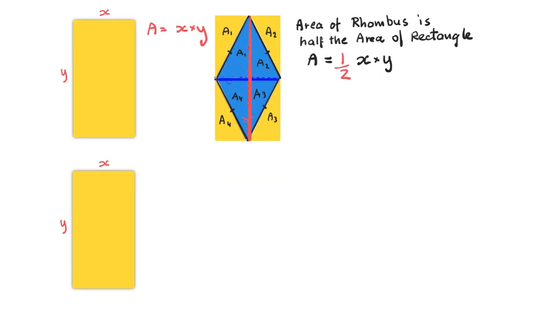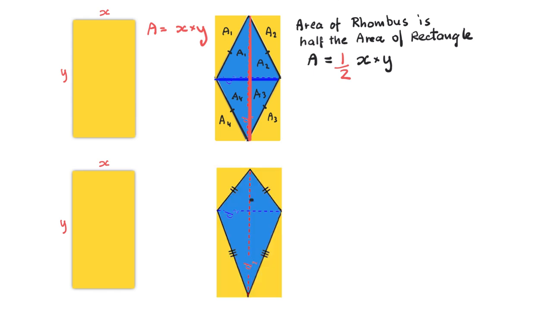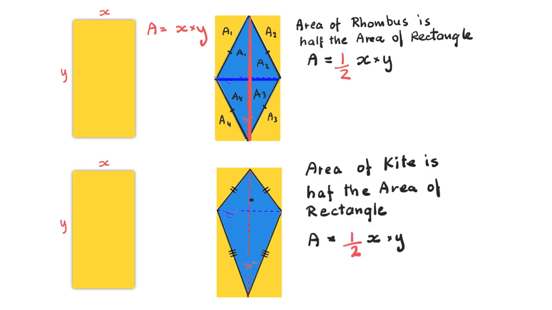Let's take the same rectangle, but this time we will insert a kite in it. Can you also see that the area of the kite is half the area of that particular rectangle, where x is the horizontal diagonal of this kite and y is the vertical diagonal of the kite? It should be obvious now that the area of the rhombus and the area of the kite have nothing to do with the lengths of the sides, but are based on the diagonals.